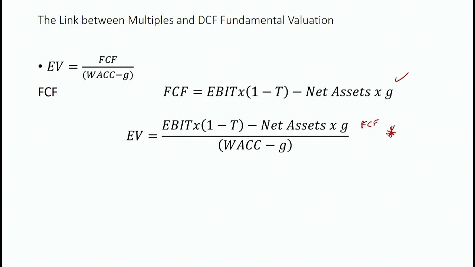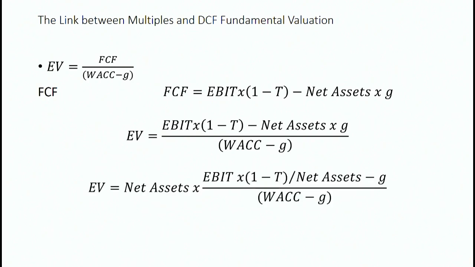EBIT times 1 minus the tax rate minus net assets times G, that's free cash flow. And then in the new denominator, we have weighted average cost of capital minus G. And so it's a reformulation of what we have up here.